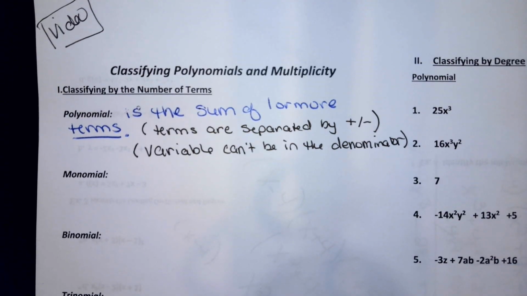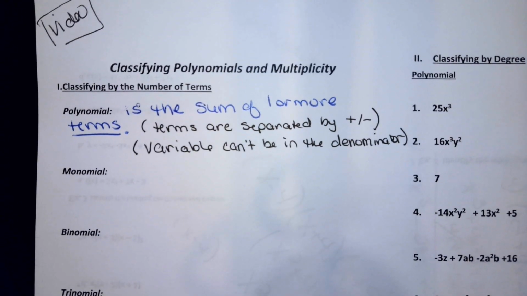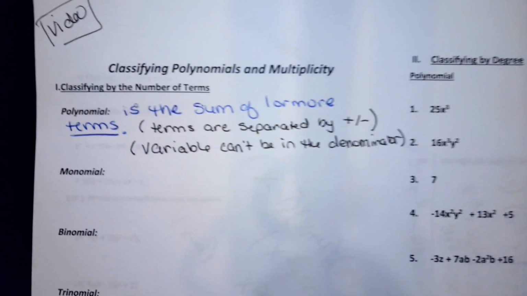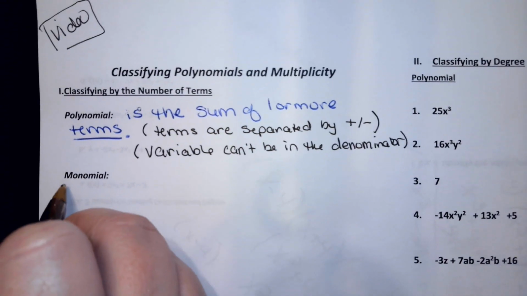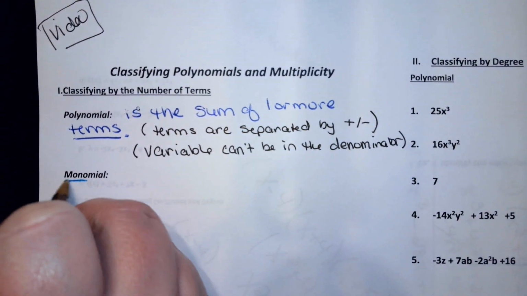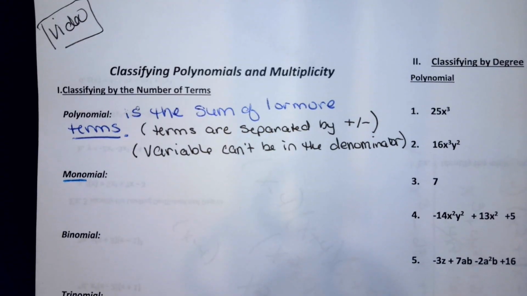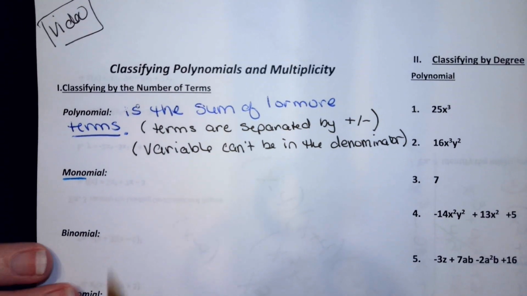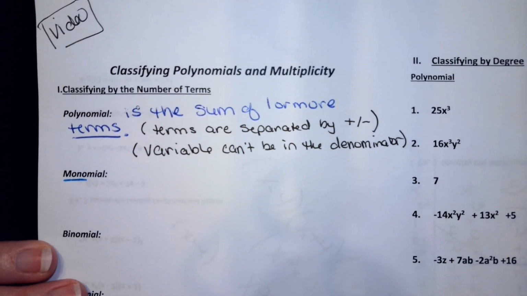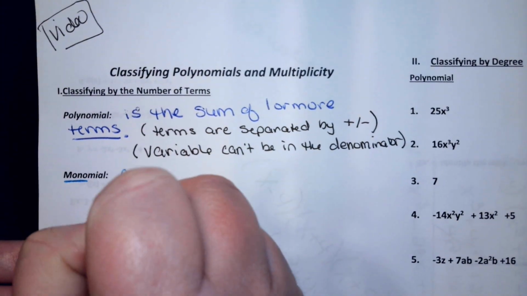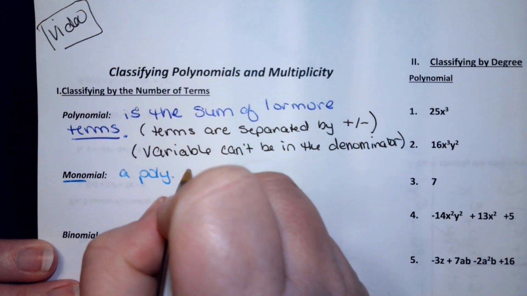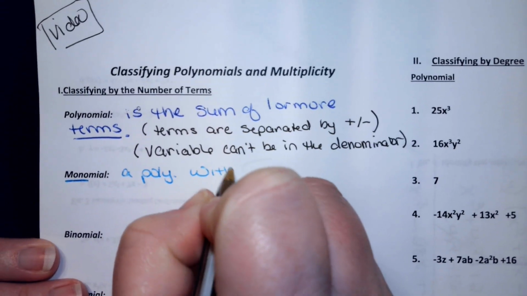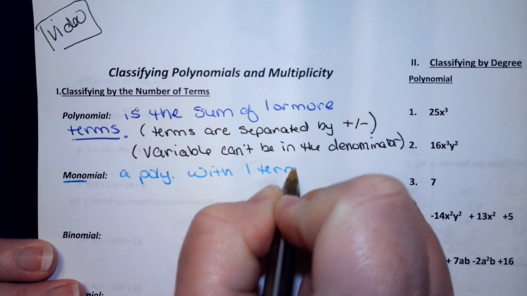Now, these next couple of vocabulary words you probably have recognized because we've dealt with them in the past. The first one is monomial. If you think about the prefix mono, we know the prefix mono means one. So monomial is simply a polynomial with one term. And I'm going to abbreviate polynomial as poly. A poly with one term.